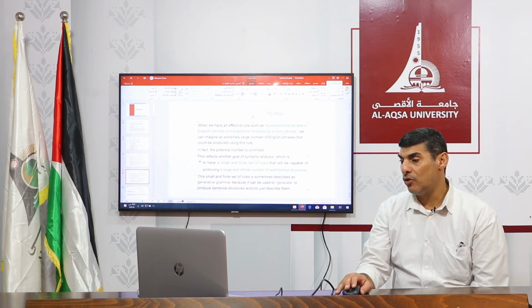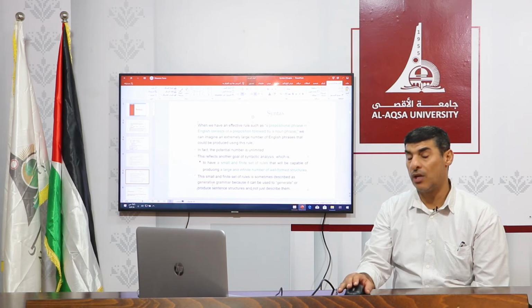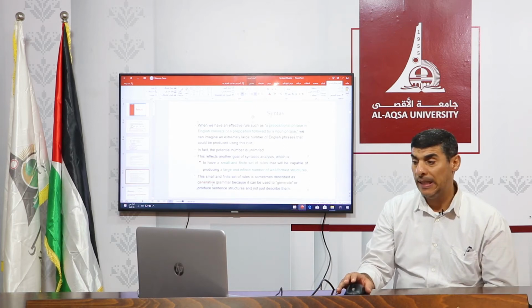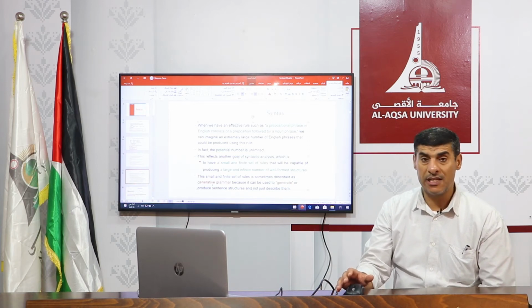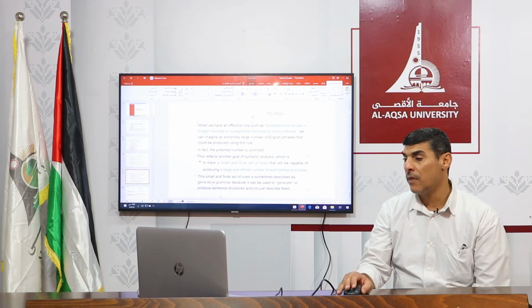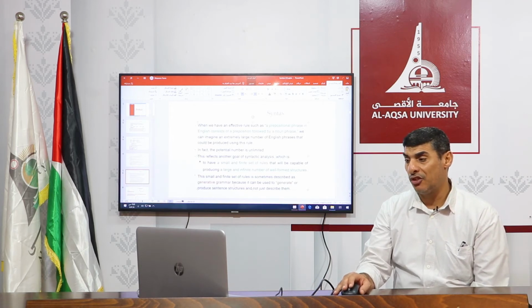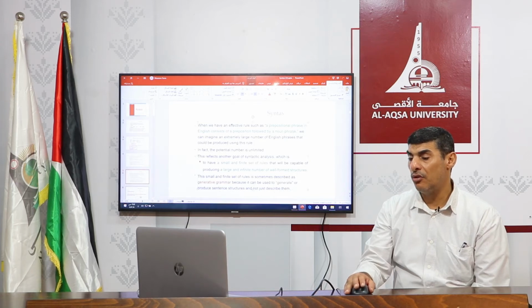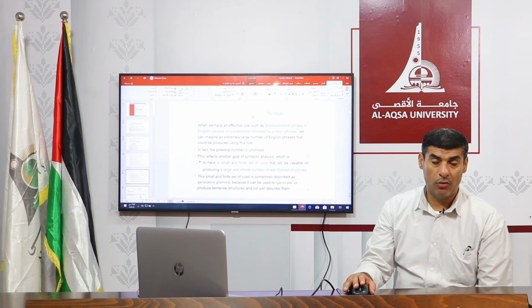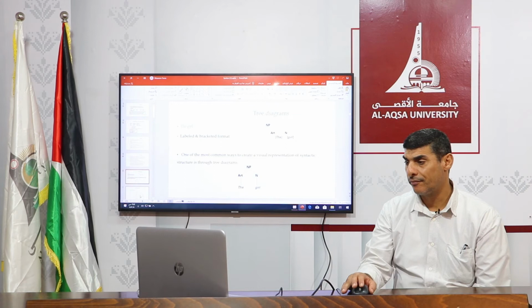Two, this small and finite set of rules is sometimes described as generative grammar, because generative grammar helps us to produce an infinite number of phrases, clauses, sentences, and so on. Why is it generative grammar? Because it can be used to generate or produce sentence structures and not just describe them. So we are not only concerned with describing sentences, but even producing them.